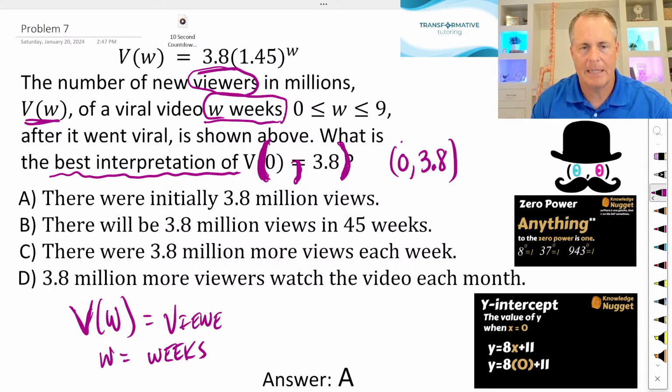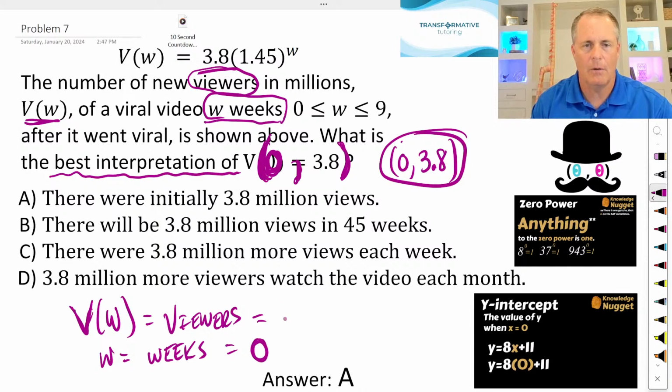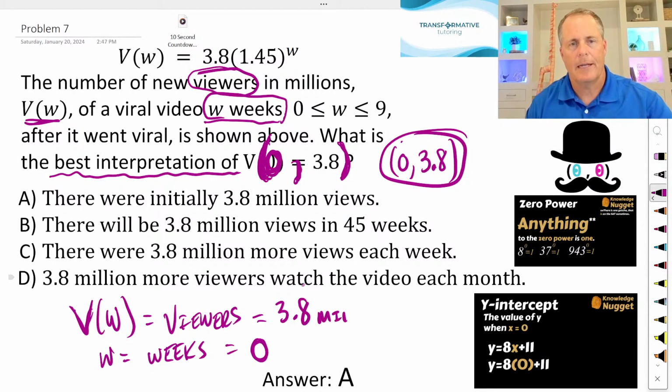So it makes sense. Sometimes they make the letters actually match up. So then if we look at our ordered pair in disguise, what it's really saying is that when our X value, which is our W, when our weeks is 0, the number of new viewers is 3.8 million. Okay. And then we can go and look at the answer choices and try and figure out what's going on.